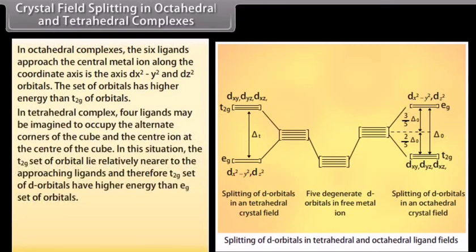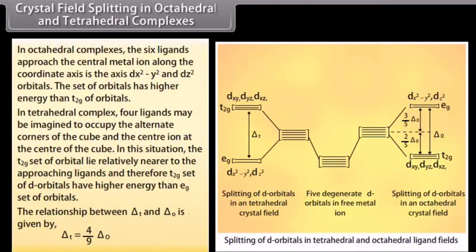In tetrahedral complexes, 4 ligands may be imagined to occupy the alternate corners of the cube and the central metal ion at the center of the cube. In this situation, the T2g set of orbitals lie relatively nearer to the approaching ligands and therefore the T2g set of d orbitals have higher energy than the Eg set of orbitals. The relationship between delta T and delta O is given by delta T is equal to 4/9 delta O.